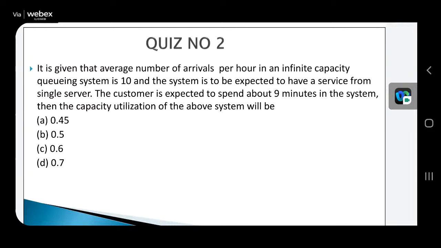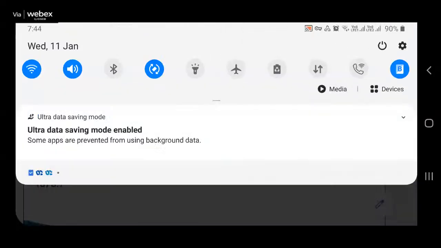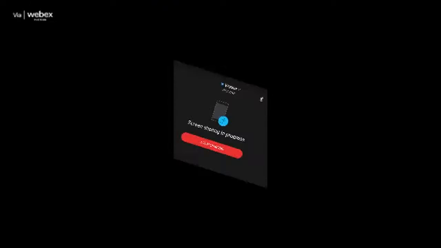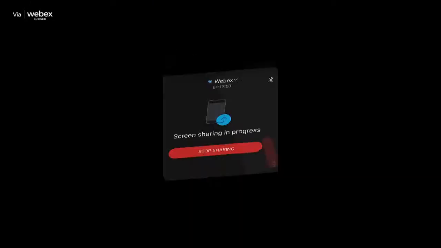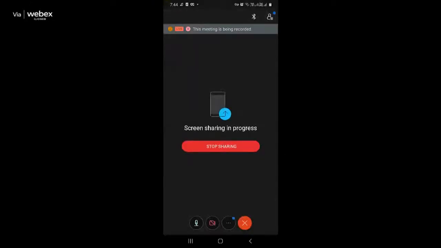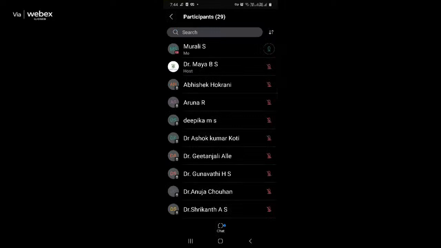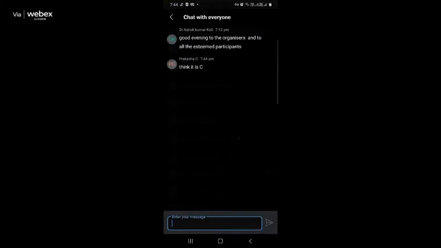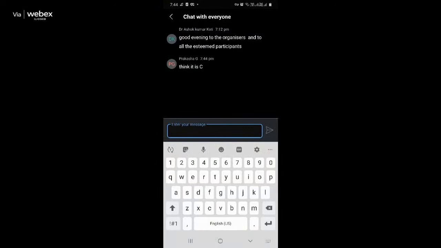At the end, I'll solve this problem on the whiteboard also, so no need to worry. I'll open the answers you're giving. Okay, one has given answer C. Let's wait till most of them give the answer, so that I can see if there are other options also.